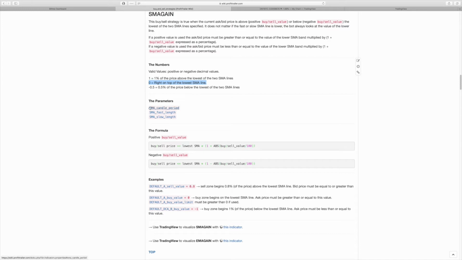So the parameters that affect this are going to be your SMA candle period, SMA fast length, and SMA slow length. So those are set in your indicators config. We will show those here in a little bit.